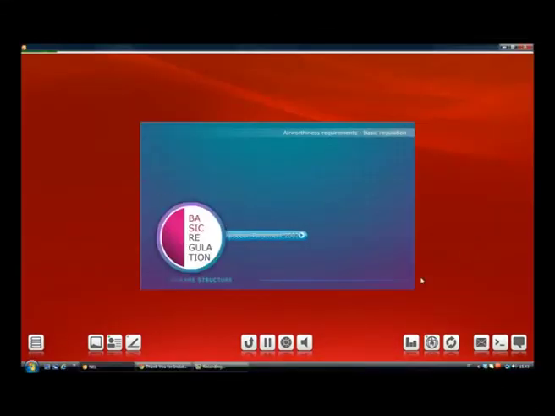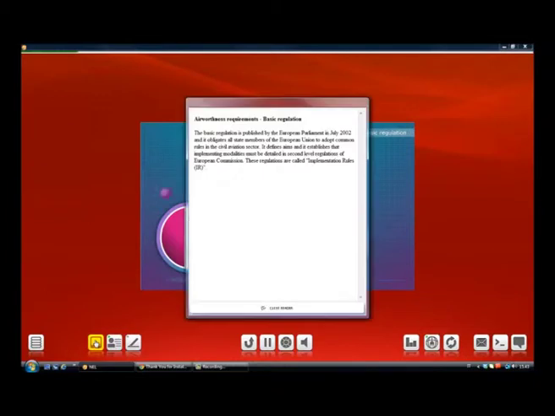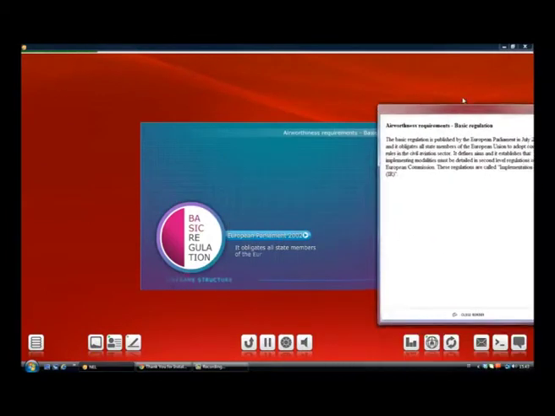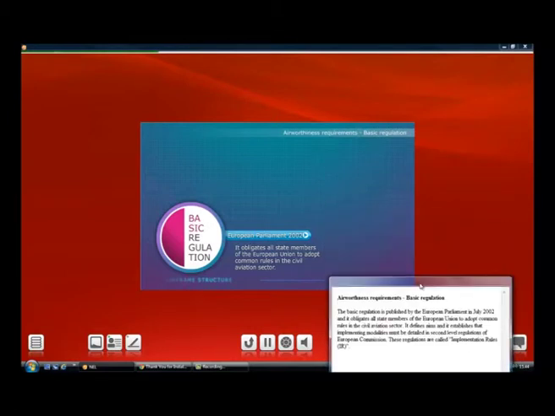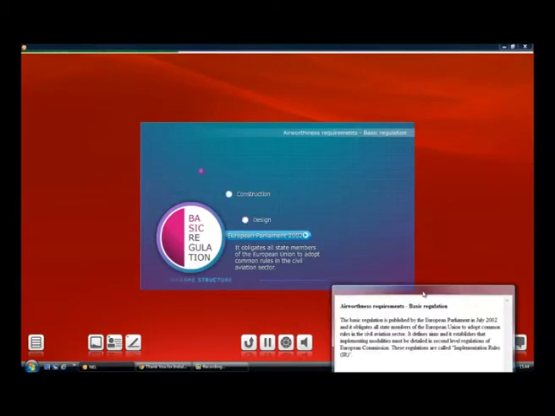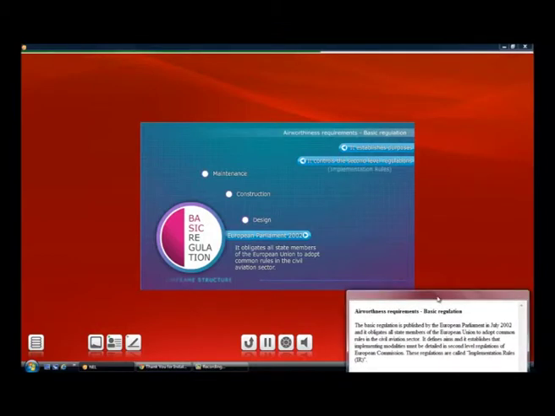The basic regulation was published by the European Parliament in July 2002, and it obligates all member states of the European Union to adopt common rules in the civil aviation sector. The basic regulation examines aspects about design, construction, and maintenance of aircraft. It establishes purposes, and it defines that the implementing modalities must be detailed in second-level regulations of the European Commission. These regulations are called Implementation Rules, IR.